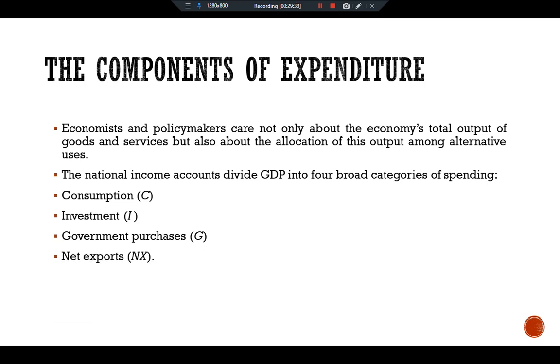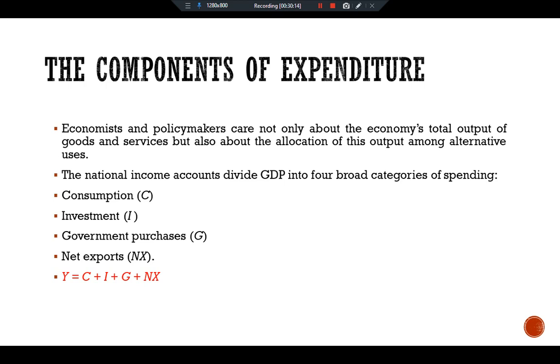With the help of these four broad categories, we can construct the GDP function: Y = C + I + G + NX. So GDP is the sum of consumption, investment, government purchases, and net exports. Each dollar of GDP falls into one of these categories. This equation is an identity, an equation that must hold because of the way that the variables are defined. It is called a national income accounts identity.